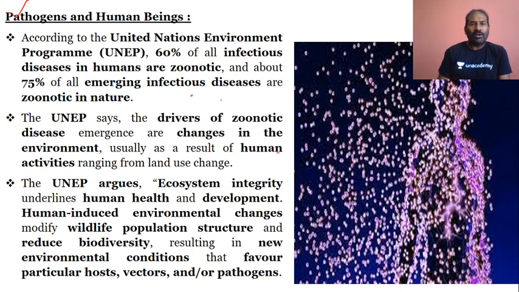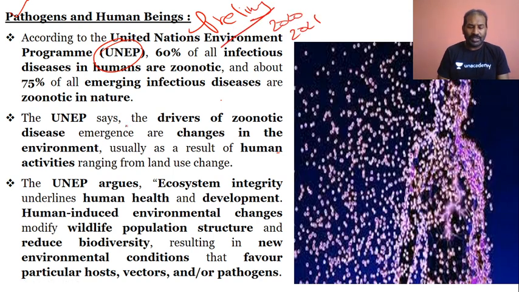I'll take your queries. There is a program called the United Nations Environment Program, and this is very important for prelims and also for mains. Those appearing in 2020 or 2021, please make sure you follow this. It says that 60% of all infectious diseases in humans are zoonotic, that is, the source is the animal.